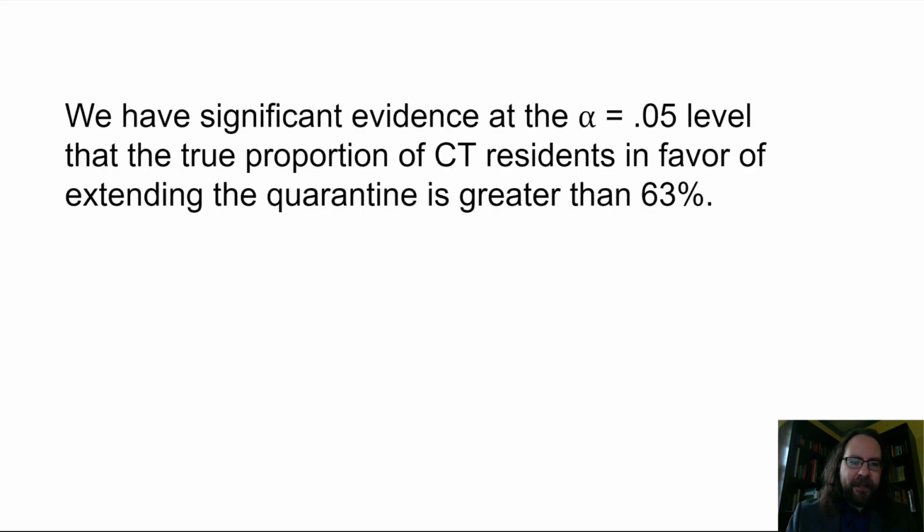Another way that we could say this is that we have significant evidence at the alpha equals 0.05 level that the true proportion of Connecticut residents in favor of extending the quarantine is greater than 63%. We're not making a claim right now of what it actually is. We're also not saying that we know the true proportion is greater than 63%. We're just saying that we have strong evidence, significant evidence that it is. So again, we're not making an absolute claim, because as soon as we do, we open up the chance that we're wrong.